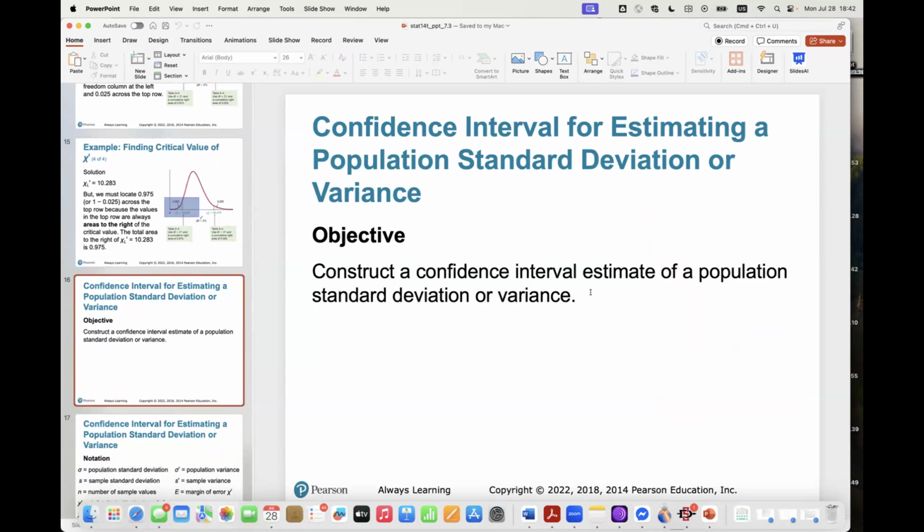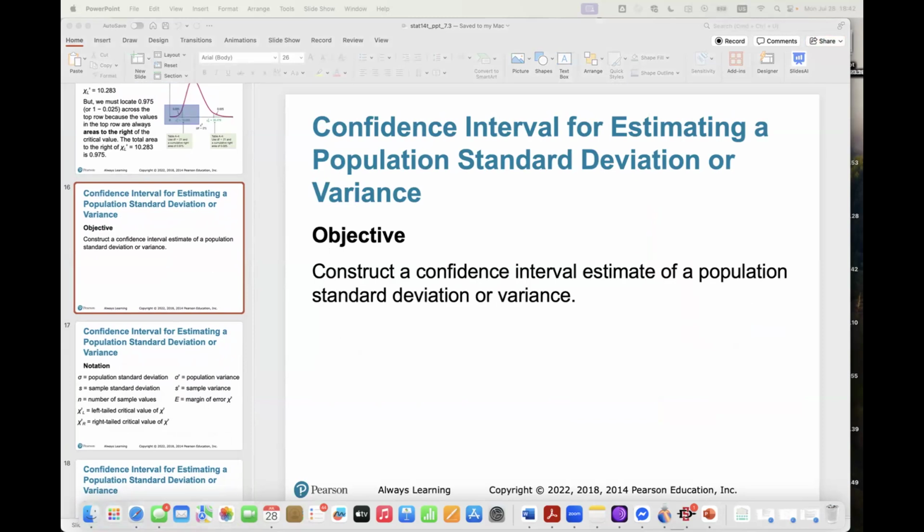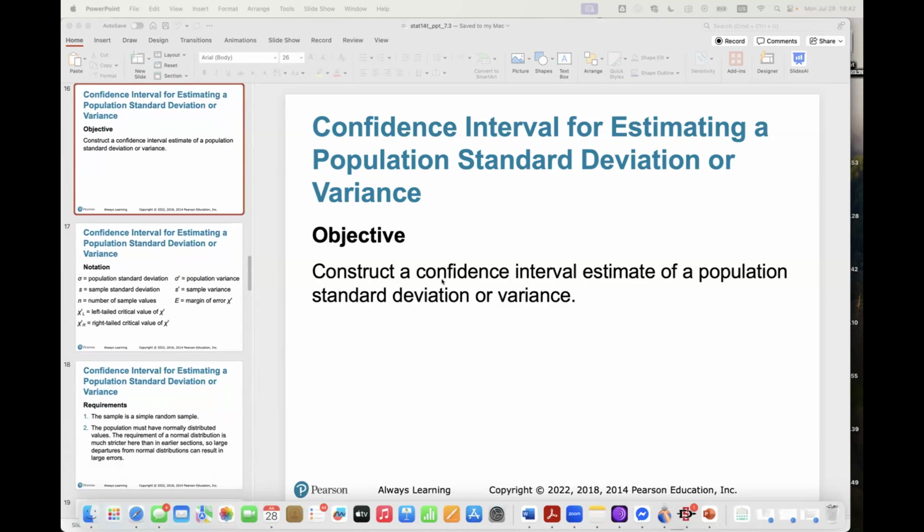The objective here: construct a confidence interval to estimate a population standard deviation or variance. This is for population standard deviation or variance. So let's do it together.